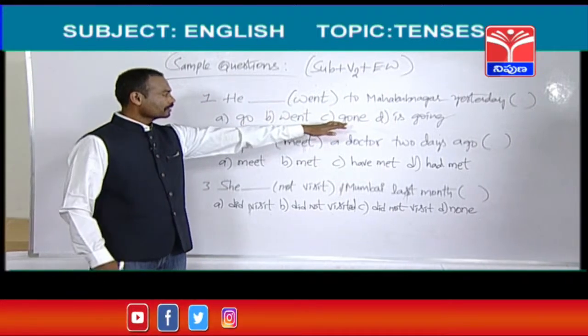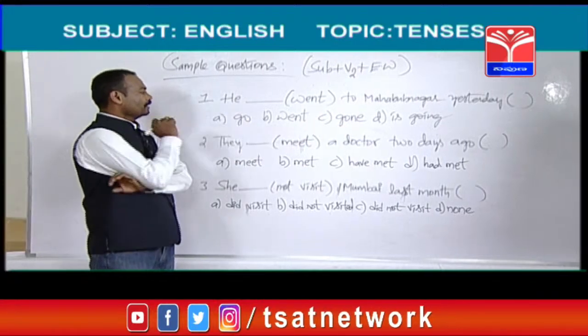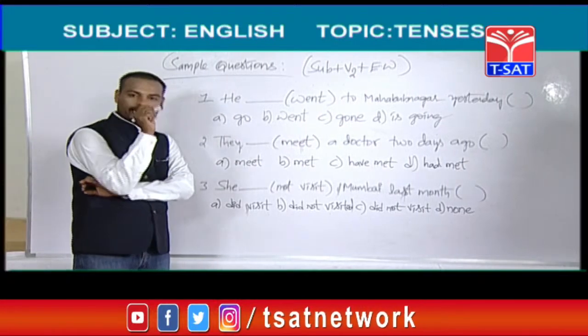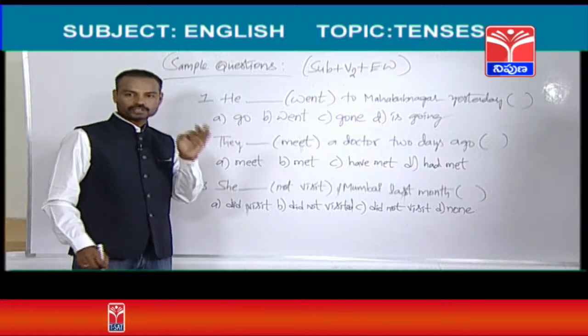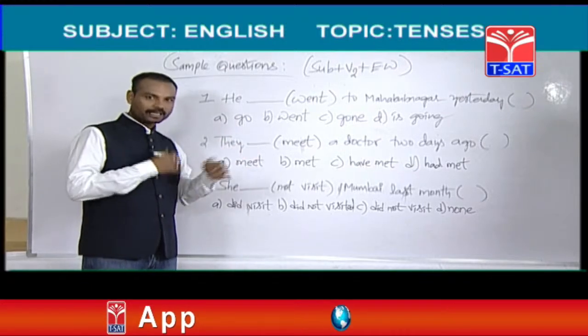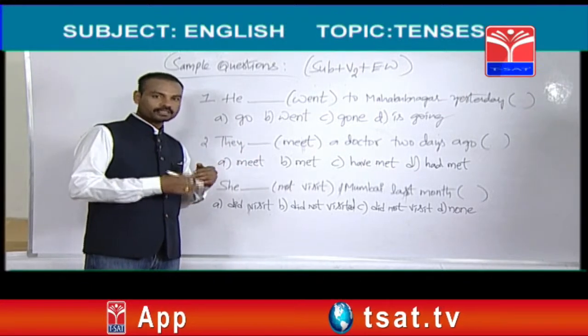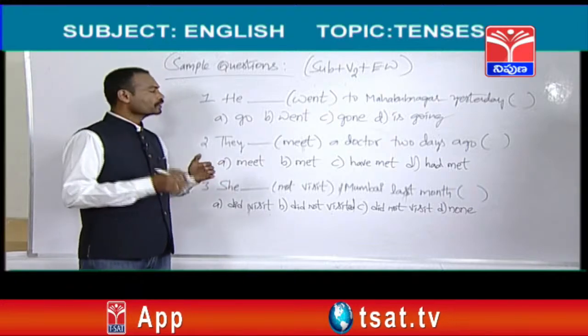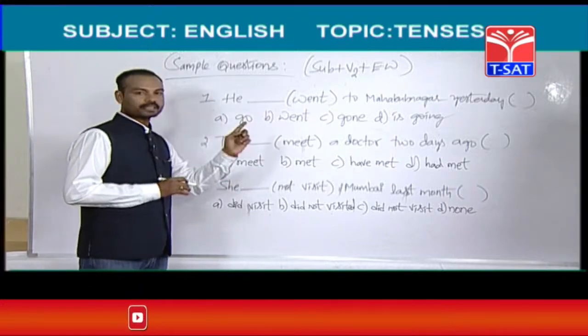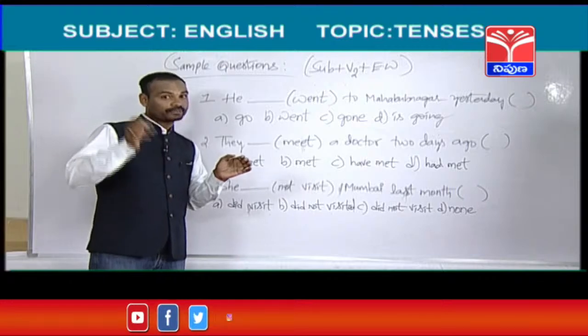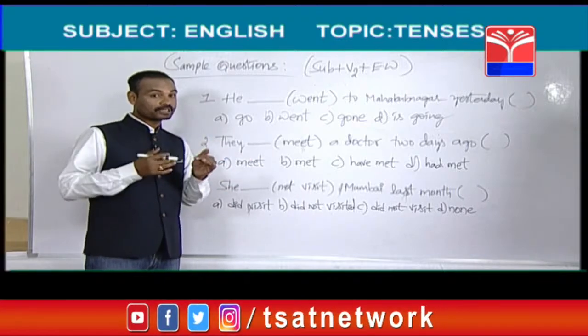4 options are given here. So before going to catch the answer, first you should find out which tense it is, because in the examination, out of 12 tenses they may give 4 to 5 questions. So before going to catch the answer, first you should find out the name of the tense. How to catch the name of the tense?